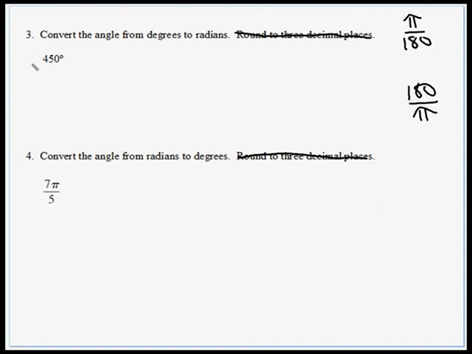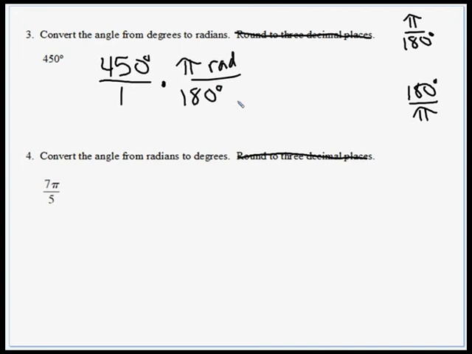We're going to multiply what we're given by one of these two fractions. And what we are given determines what fraction we will use. Since this is degrees, we have 450 degrees. We're going to multiply it by the fraction with degrees in the denominator. This is pi radians over 180 degrees. Now we can cancel here on the diagonal. These degree signs will cancel out. And then we can just multiply straight across.